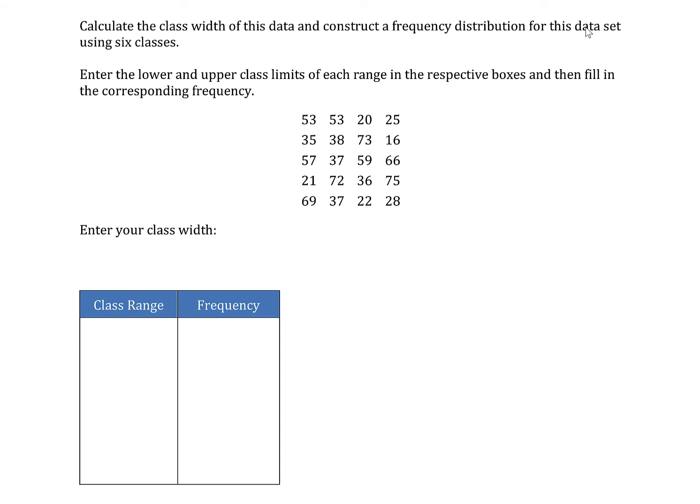Calculate the class width of this data and construct a frequency distribution for this data set using 6 classes. Enter the lower and upper class limits of each range in the respective boxes, and then fill in the corresponding frequency.